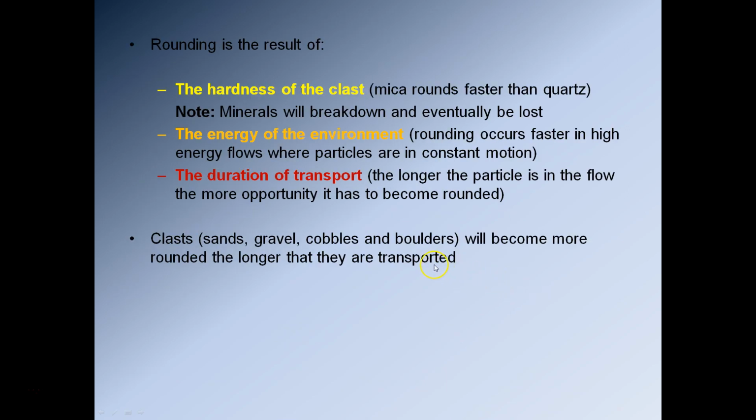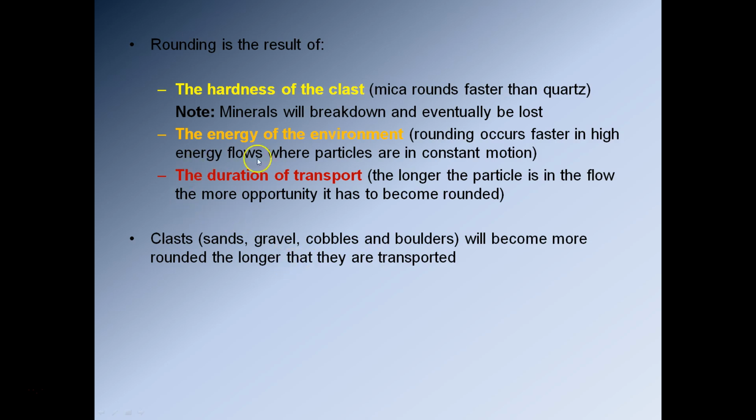So rounding is the result of three variables. First of all, the hardness of the clast. The softer the clast is, the faster it will round. It makes sense, doesn't it? So a hard mineral like quartz will take a lot longer to round than a soft mineral like mica.